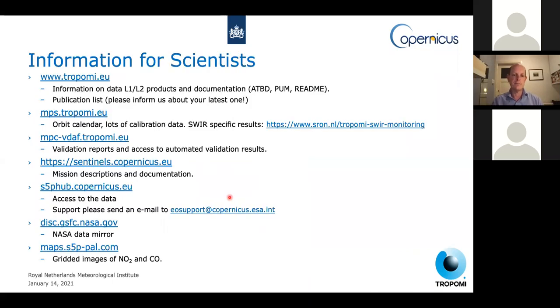And finally, I have a slide with where you can find more information, where you can find the data, but also where you can find documentation on the data products. 2021 is going to be an important year for us because we will be moving towards new algorithms and processors, probably in April. And that's of course also very important for data users to follow. And we also hope to start reprocessing all of our data and bring out new data sets by the end of the year. So please keep an eye on what we post on these websites to ensure that you know what the data is that we are producing and to understand the algorithms.